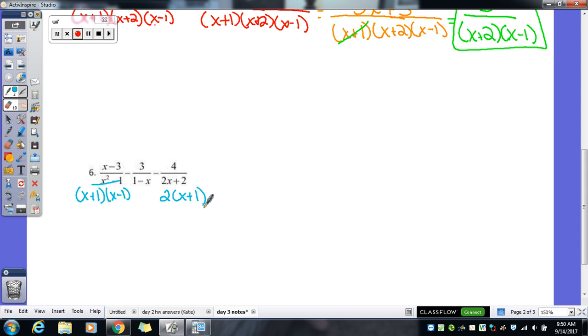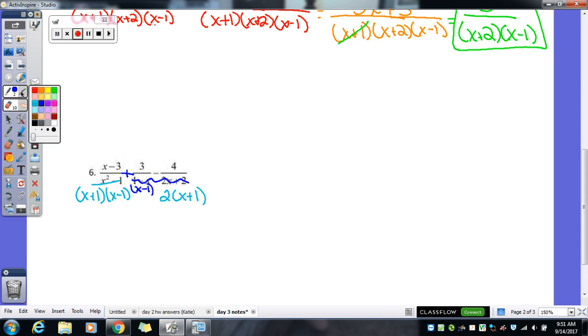Now, should we do something with the 1 minus x? Should I leave it that way? Let's flip it around. But again, remember, we have to change one thing when we do that. That subtraction now is going to become positive. Whatever that sign is in front of the one you flip, you got to change it. So that one was negative. We're going to change it to positive.